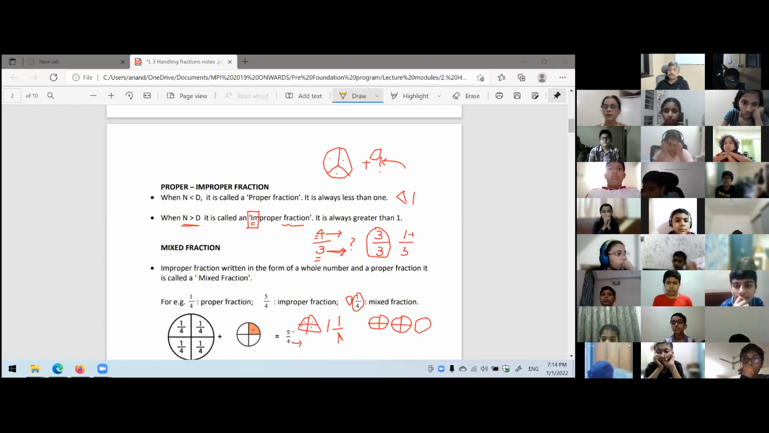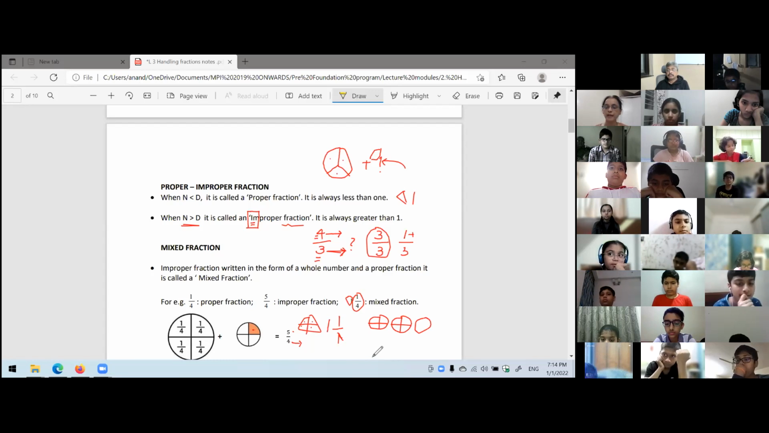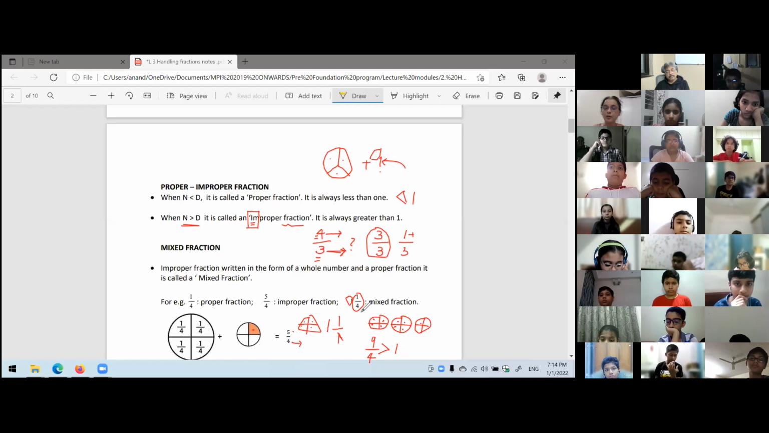How will I write this? This will be 1, 2, 3, 4, 5, 6, 7, 8, 9 upon 4. I have made each whole into 4 parts, and then I want 9 parts. So I will need 2 wholes for it, and then 1 part of the third whole. So 9 upon 4 becomes an improper fraction, always greater than 1. And this improper fraction can always be written in this format, where it is 1 whole and 1 fraction.